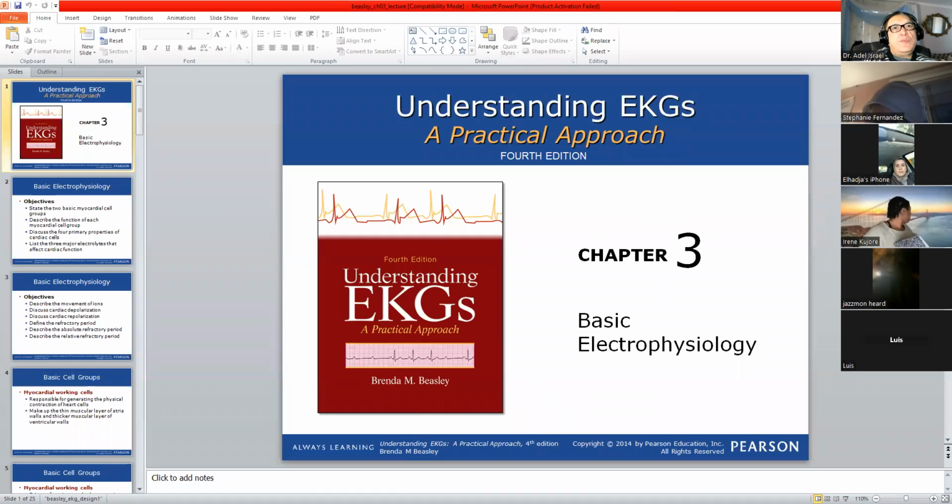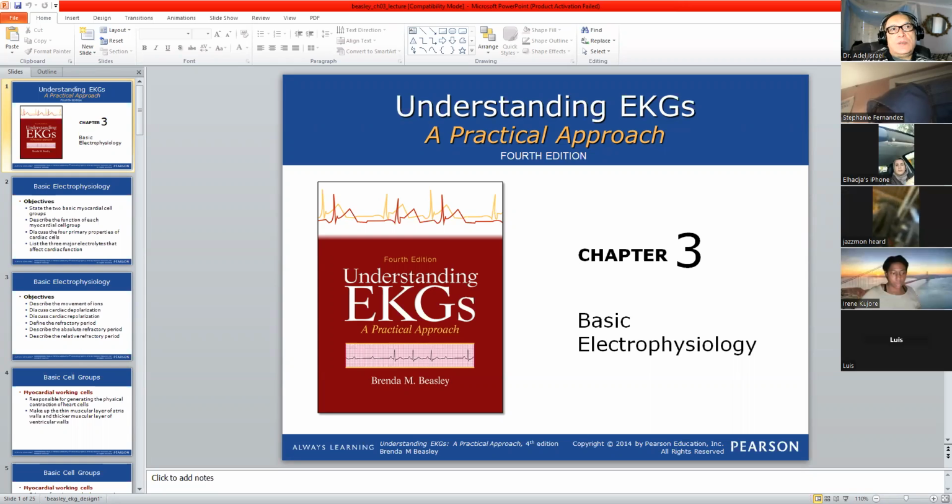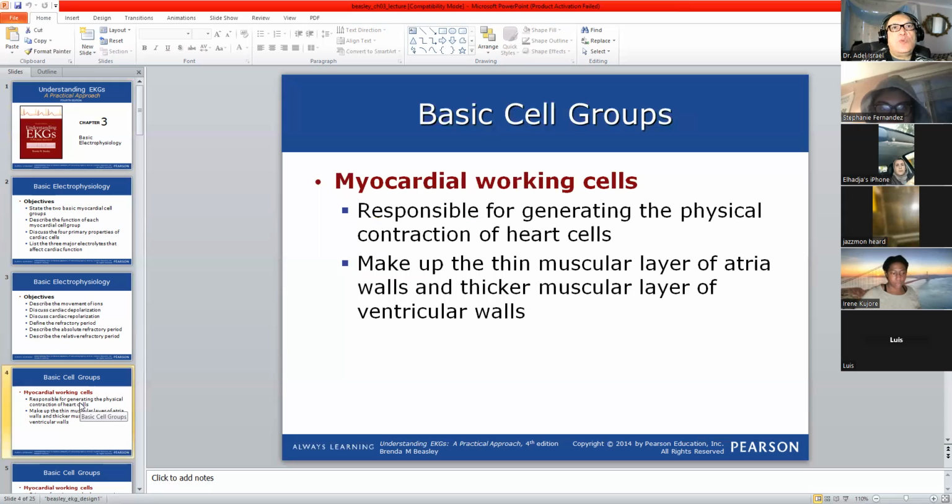Like we mentioned before, the word physiology means function. So today we are going to discuss together chapter 3, talking about basic electrophysiology. We already touched on this point before, and you will find it is very easy to go over it together, and it will be like how our heart is working.